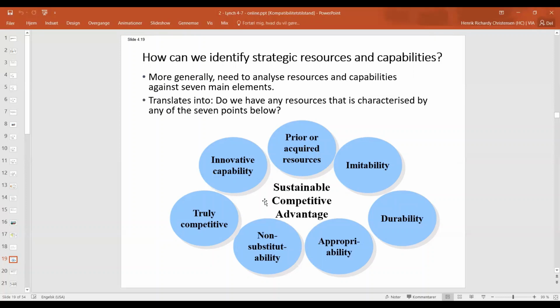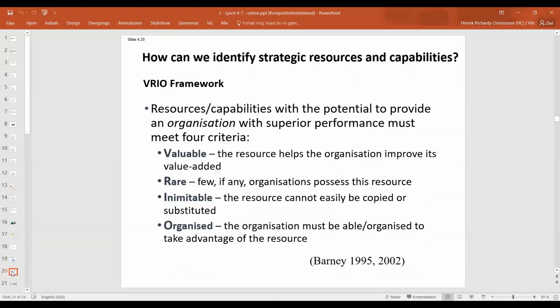A nice analysis takes a long time, and we cannot really be sure that we will succeed because it's also quite difficult to identify this. We also have another tool that we can use to identify and analyze resources, and that's in this one. It's called the RIO framework.